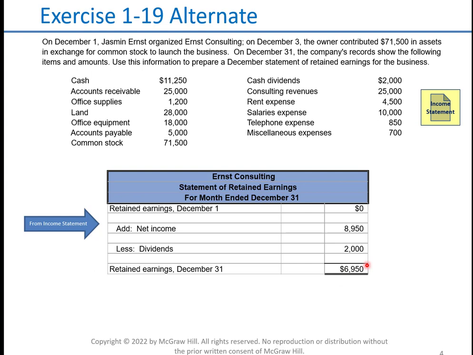Now the next month that they prepare this financial statement, instead of having 0 here as the beginning balance, the next month's beginning balance will be $6,950. Now this $6,950 ending retained earnings balance is used on the balance sheet, and that's why we have to prepare this statement prior to the balance sheet.